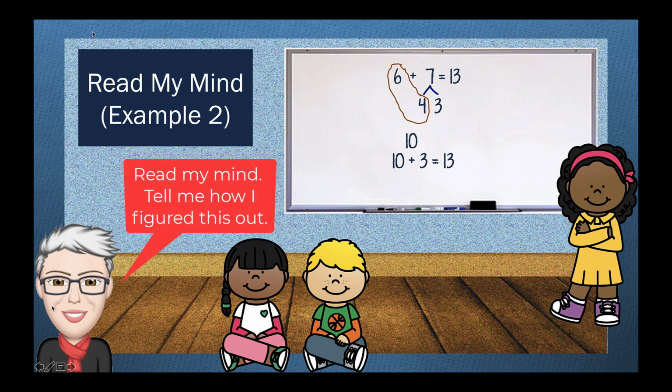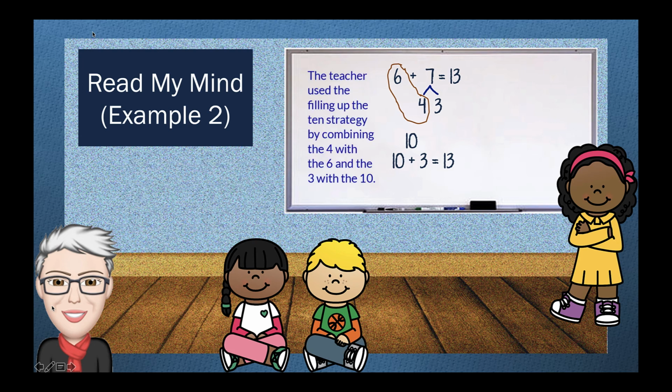The children's task is to make sense of the notation. In this case, to understand that the teacher used a filling up the 10 strategy by combining 4 of the 7 with the 6 to get 10, and then adding on the remaining 3 to get 13.